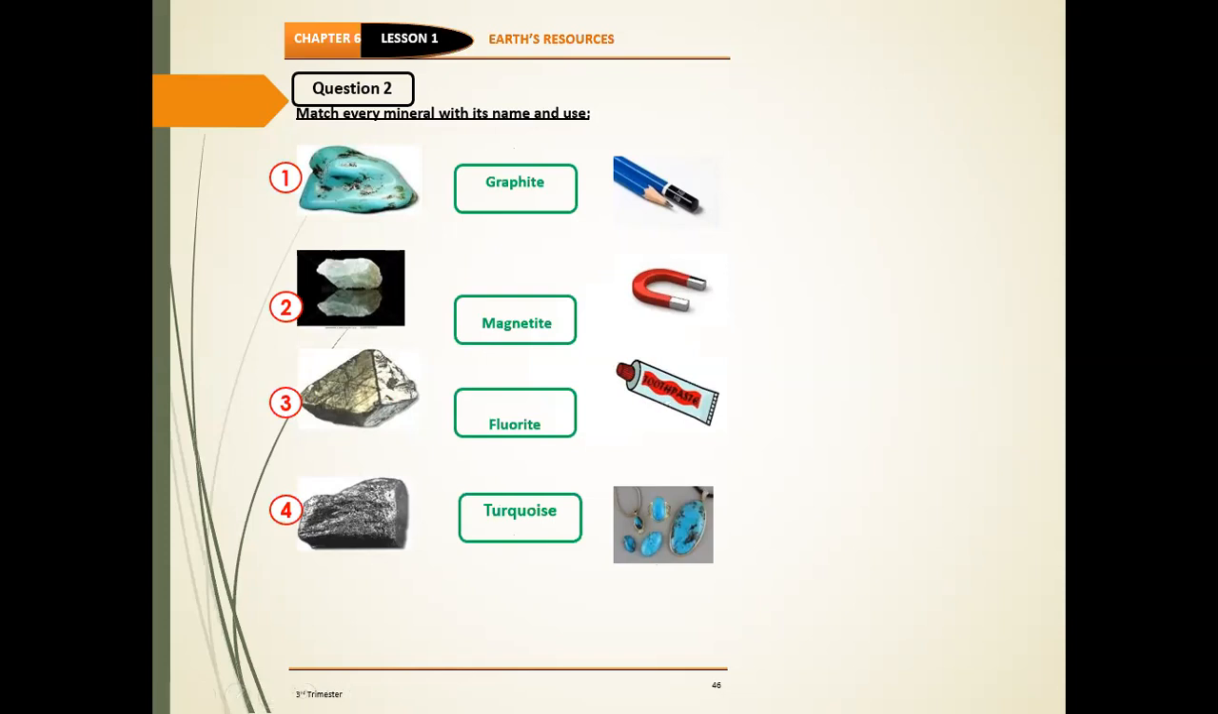Okay, number 1, what is this? It is the turquoise, and we make what with it? The jewelry. Yes. Number 2, what is this? It is the fluorite, and what do we use the fluorite in? We use it to make the toothpaste. Excellent. Number 3, what is this? Yes, it's the magnetite. What do we use the magnetite in making? Magnets. Excellent. What is number 4? It will be the graphite, and then we use it to make the pencils, the part we write with.